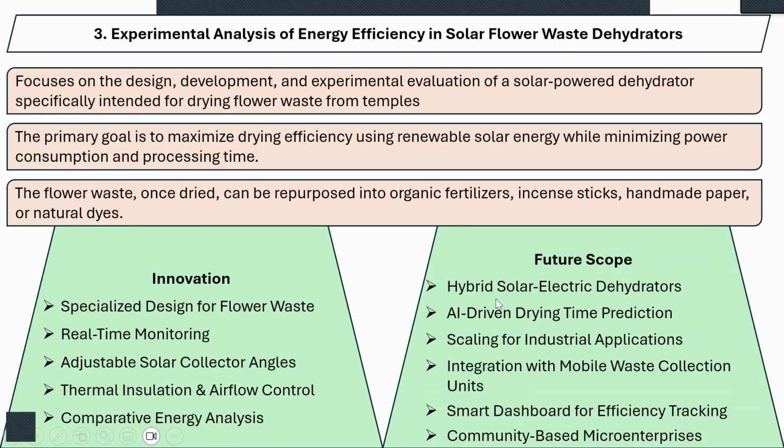Future scope. Hybrid solar electric dehydrators. So for use in cloudy or rainy regions, so that it maintains a consistent drying efficiency. AI-driven drying time prediction means it uses ML models to predict optimal drying times based on weather forecast and flower type. Scaling for industrial application.